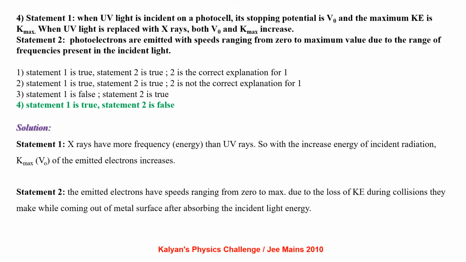Coming to statement 2, as photoelectrons are emitted from the metal surface, they will have speeds ranging from 0 to maximum value. That is because while coming out of the metal surface, the electrons collide with the other electrons or ion cores present in the metal surface, losing some energy in each collision. So the electrons will come out of the metal surface with different velocities or kinetic energies ranging from 0 to maximum value.